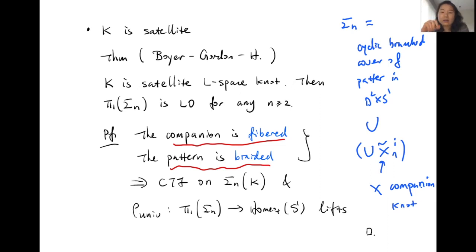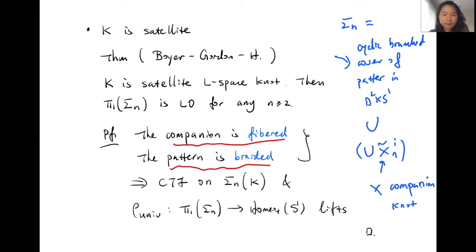Okay, and then when you construct CTF, you want to have CTF on each piece in this union and then piece them together. There are some cases that are more difficult than others, particularly when the pattern is a 2, Q torus knot. In that case, this piece just becomes a thickened torus, so that will cause a little bit of trouble. But that's the general idea.